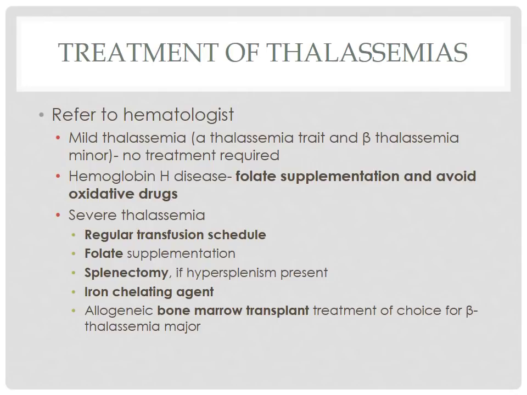Treatment of thalassemias. These patients should be treated by a hematologist. If the patient has mild thalassemia, such as alpha thalassemia trait or beta thalassemia minor, really no treatment is required. Most of them do not need any treatment. If they have hemoglobin H disease, patients should be given folate supplements because if there's any hemolysis, this will deplete some of the folate. And they should also avoid oxidative drugs because this can precipitate more hemolysis. And examples of oxidative drugs include sulfonamides and quinolones. There's a bunch of others in this category, but those are the two big ones to avoid.